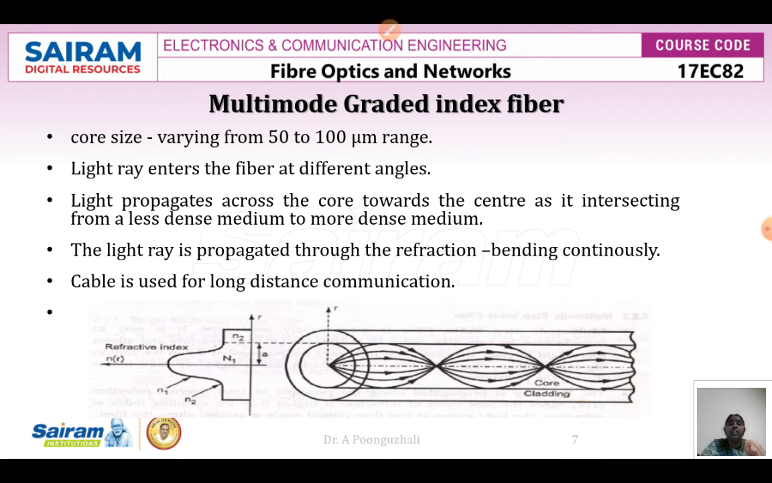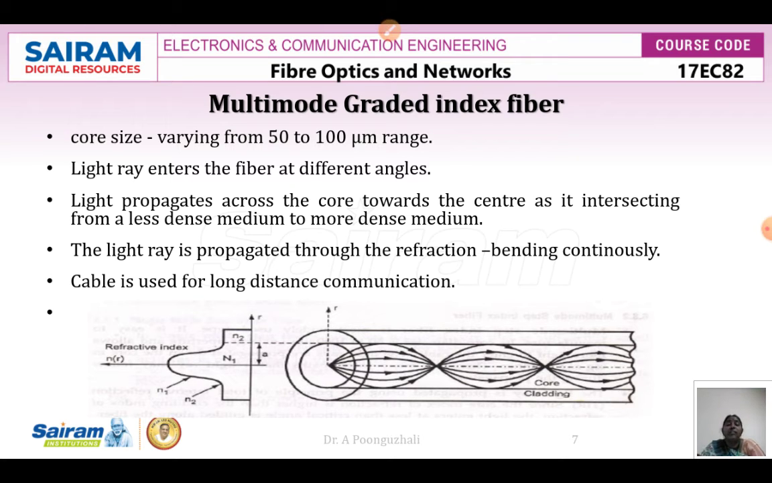Next is multimode graded index fiber. Here the core size varies from 50 to 100 micrometers. So when the core size varies in the 50 to 100 micrometer range, your light rays enter the fiber at different angles. We know that for graded index fiber, the refractive index varies from the center. The center of the core has a higher refractive index and the edge of the core has a lower refractive index.